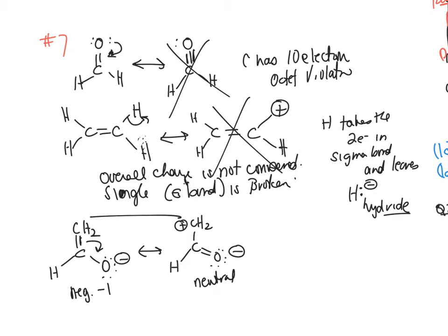and also, oxygen has 1, 2, 3, 4, 5, 6, 7, 8, 9, 10. So oxygen violates the octet rule. Okay, so that is not allowed. Okay, that's an octet violation. And overall, the charge is not conserved, which is another way to indicate that there's a problem in your resonance structures. One of the other things, you're supposed to draw the appropriate one.